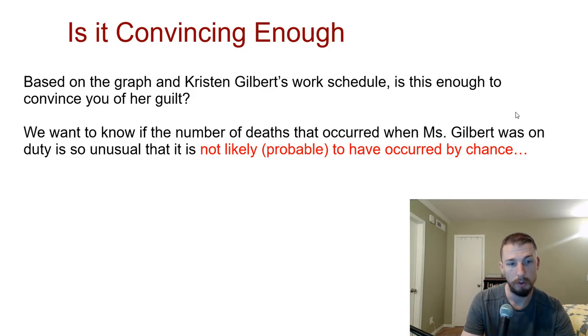Anyway, spoilers. We want to know if the number of deaths that occurred when Miss Gilbert was on duty is so unusual that it's not likely or probable to have occurred by chance. That's what we really want to know. Is it such an unusual statistic that we received from our data that we don't believe it could have occurred by random chance, like 9 out of 10 coin flips that turned out heads? That would be so unusual. There's no way that occurred by chance. That coin has to be biased.